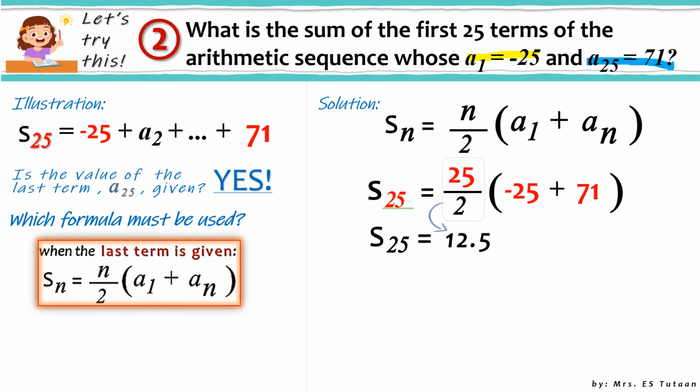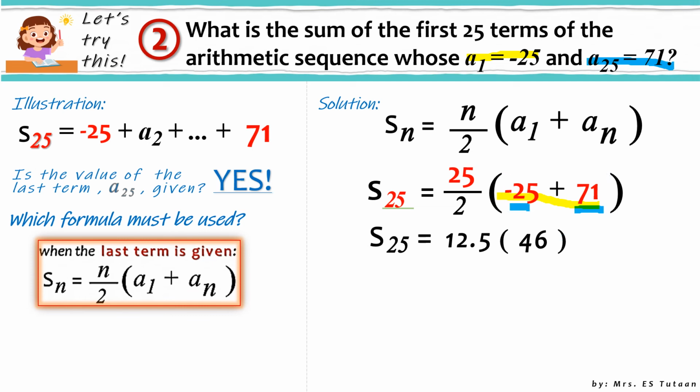So, S sub 25 is equal to 25 divided by 2. So, pwede tayong mag-convert ng decimal. Para kung nalilito man kayo sa fraction, pwedeng mag-convert sa decimal. So, that is 12.5 times the sum of these numbers. So, that is negative 25 plus 71. The answer is positive 46. Remember, this is negative. Ito ay negative. Ito ay positive. So, magsusubtract tayo.